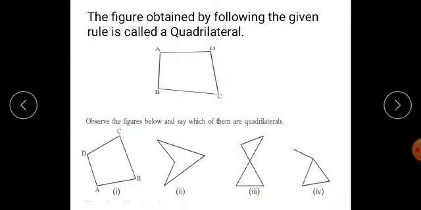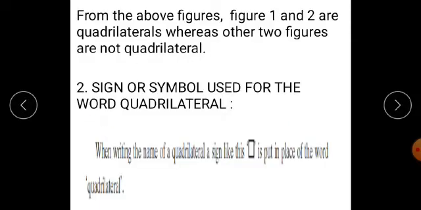Students, the first figure is a quadrilateral because we have joined 4 points out of which any three are non-collinear, and if you see the angles, each angle is less than 180 degrees. But in the case of the second quadrilateral, the name of this quadrilateral is concave quadrilateral. Here one of the four angles is greater than 180 degrees. Therefore these first two figures are quadrilaterals, and the third and fourth figures are not quadrilaterals.